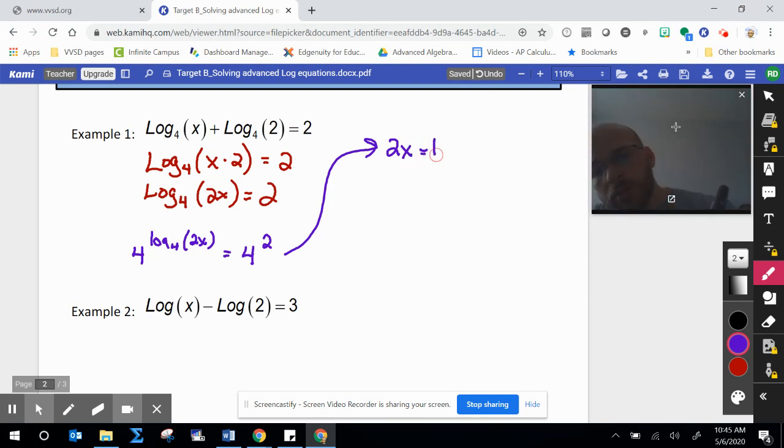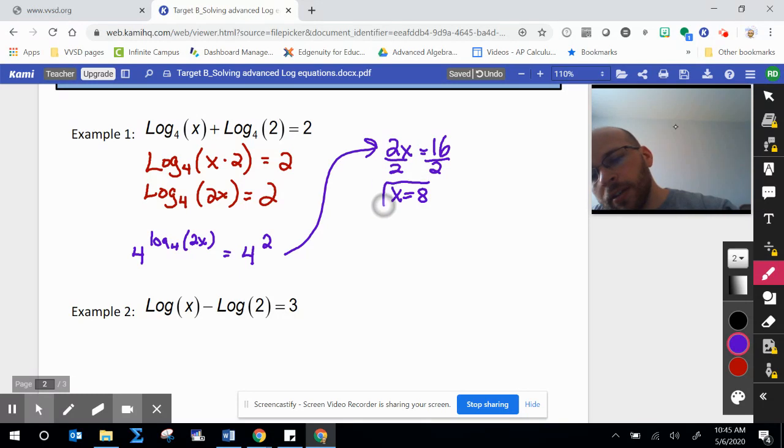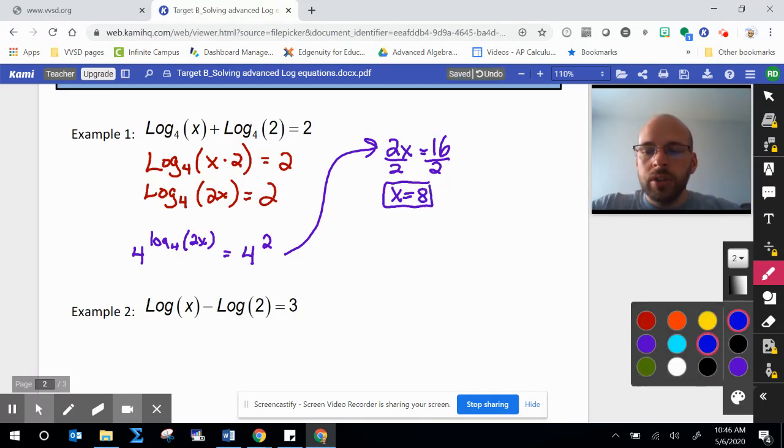Is equal to 16. And we're going to divide by 2, and I'm going to get x to be 8. All right. Now, one thing that we want to do whenever we're done with these is check for any extraneous solutions. So what I'm going to do is take x and substitute it back into my problem.